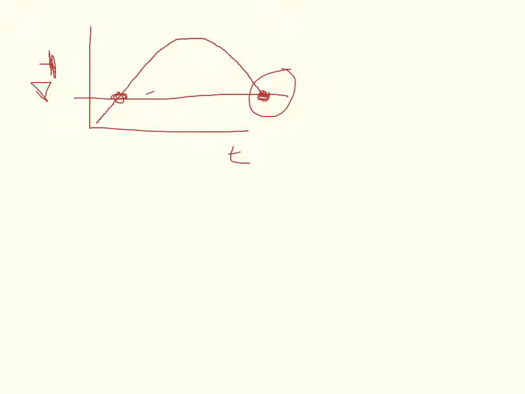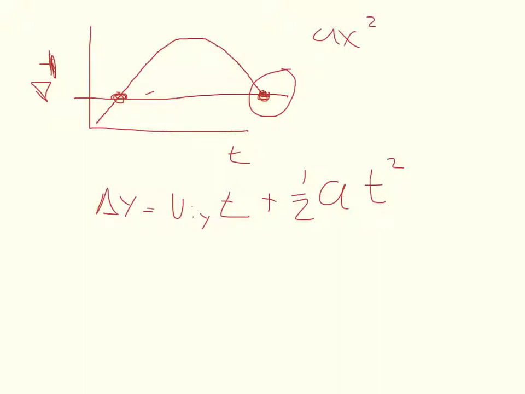So we start with our equation: delta y is equal to the initial velocity in the y direction times time plus 1/2 of the acceleration times time squared. And then we can rearrange this so that we have it in the form of ax squared plus bx plus c equals 0.